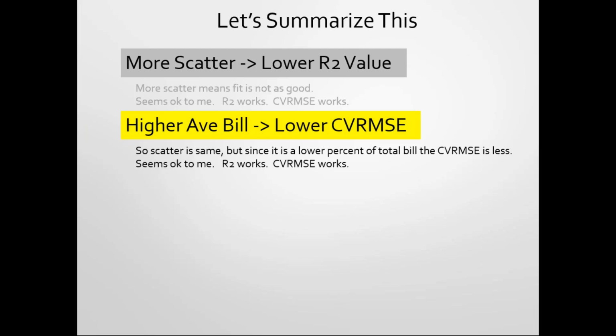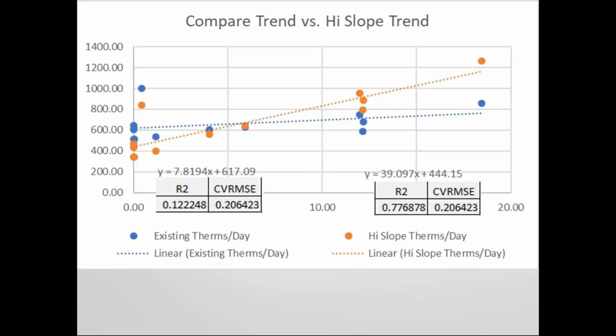So that seems to work to me. I buy that. The R squared was the same in both, so the R squared works, yes, and the CVRMSE works. When I say works, that means it meets my smell test. I think that seems logical. Okay, let's look at another one.